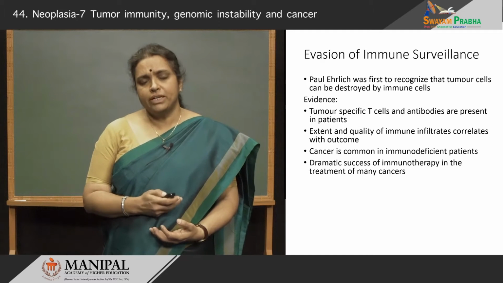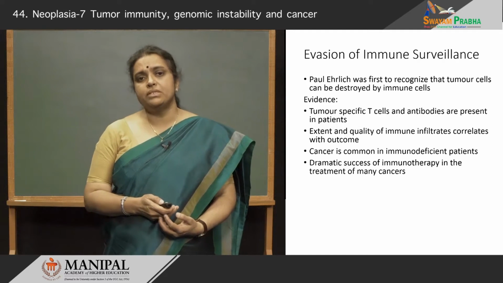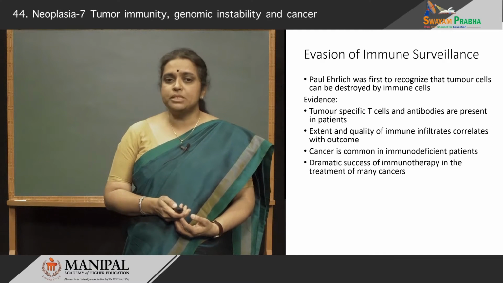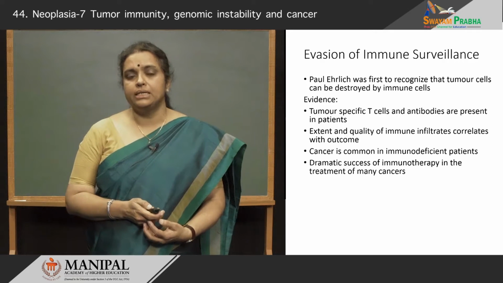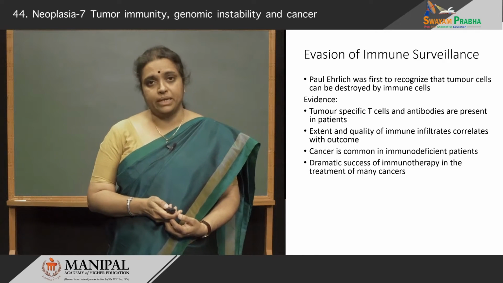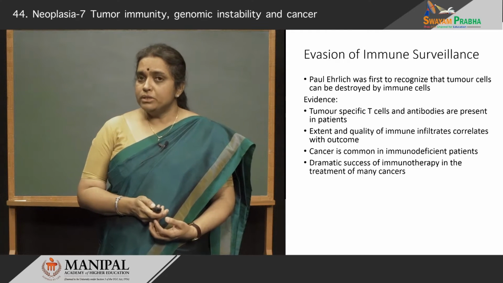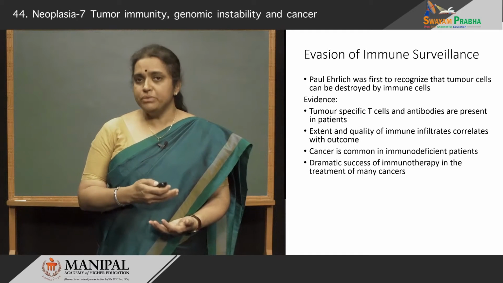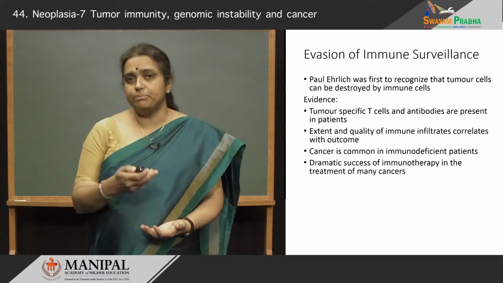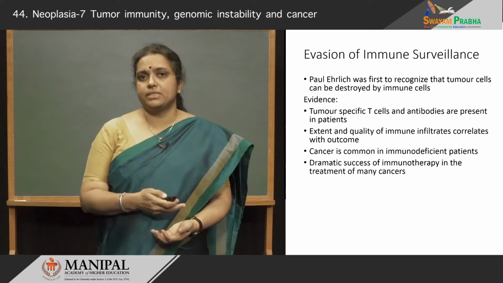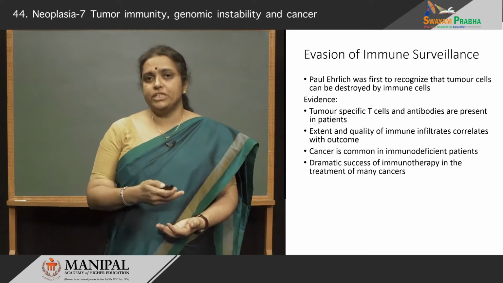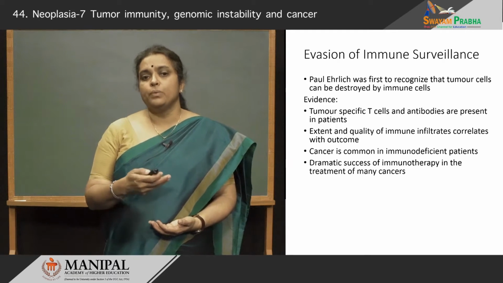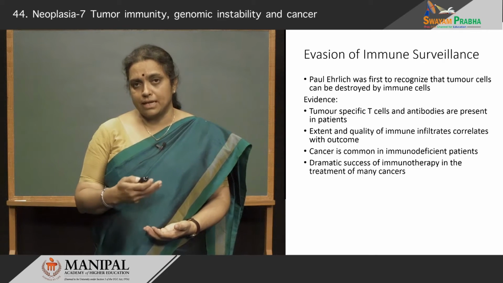Now, what evidence do we have to say that immune surveillance does work in cancer? We know that there are tumor specific T cells and antibodies in patients who have cancer. These have been identified. And we also can see in the morphology of cancer that there are quite a number of immune cells that infiltrate the cancer. I will show you a picture where there are so many lymphocytes within the cancer cells, which gives a clue that there must be some kind of an immune response happening within these cancerous tissues.